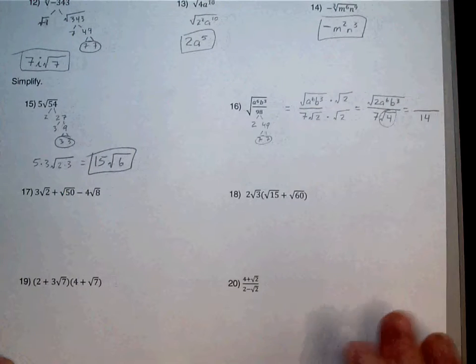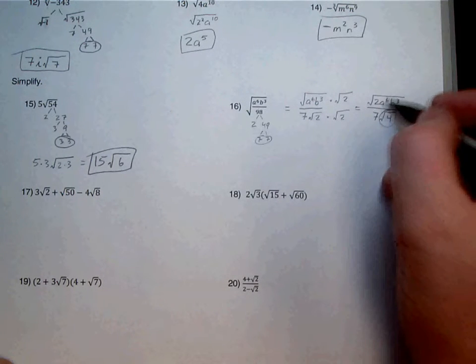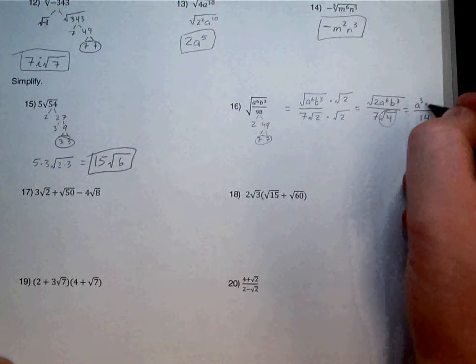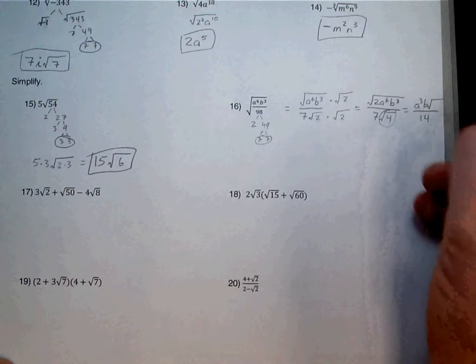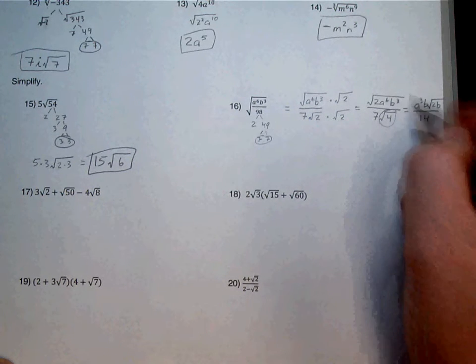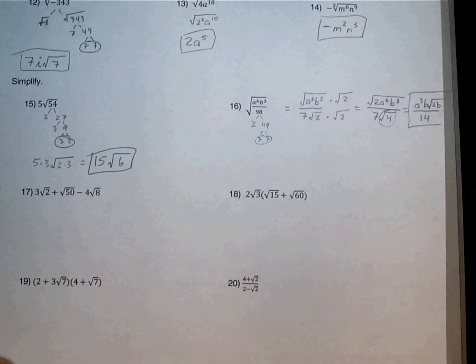In the numerator, let's deal with the a's, because I'm going to have a 2 stuck inside the square root. But I can pull out a 3 times. I can pull out b once. So what's inside? There's a 2 left over and a b left over. And that's all. So a to the 3rd b times the square root of 2b all over 14. That's our answer.